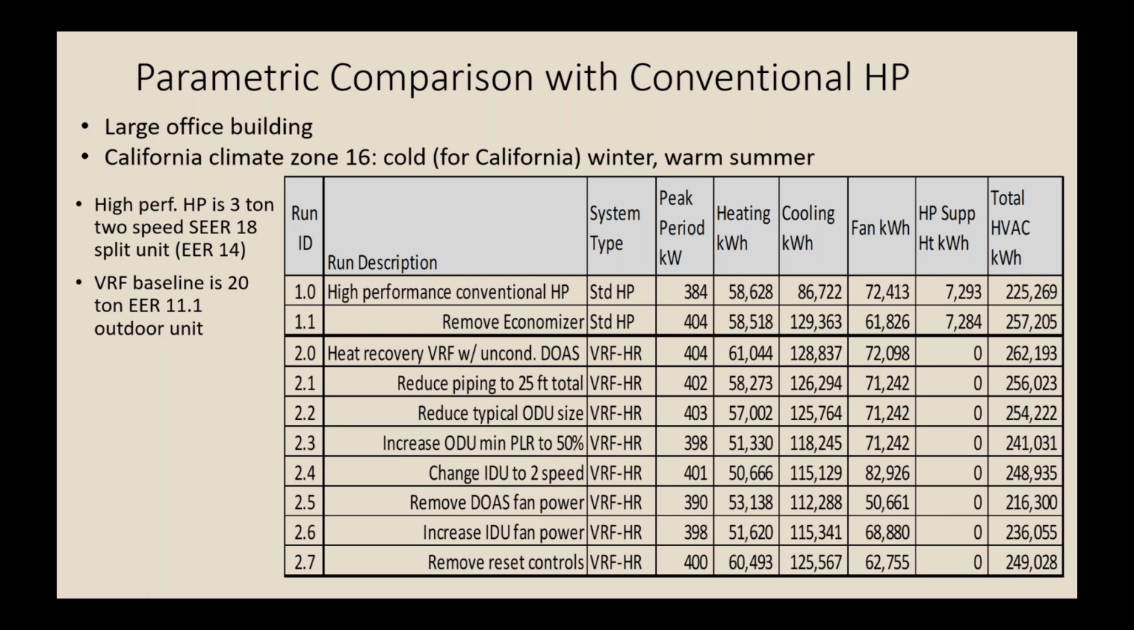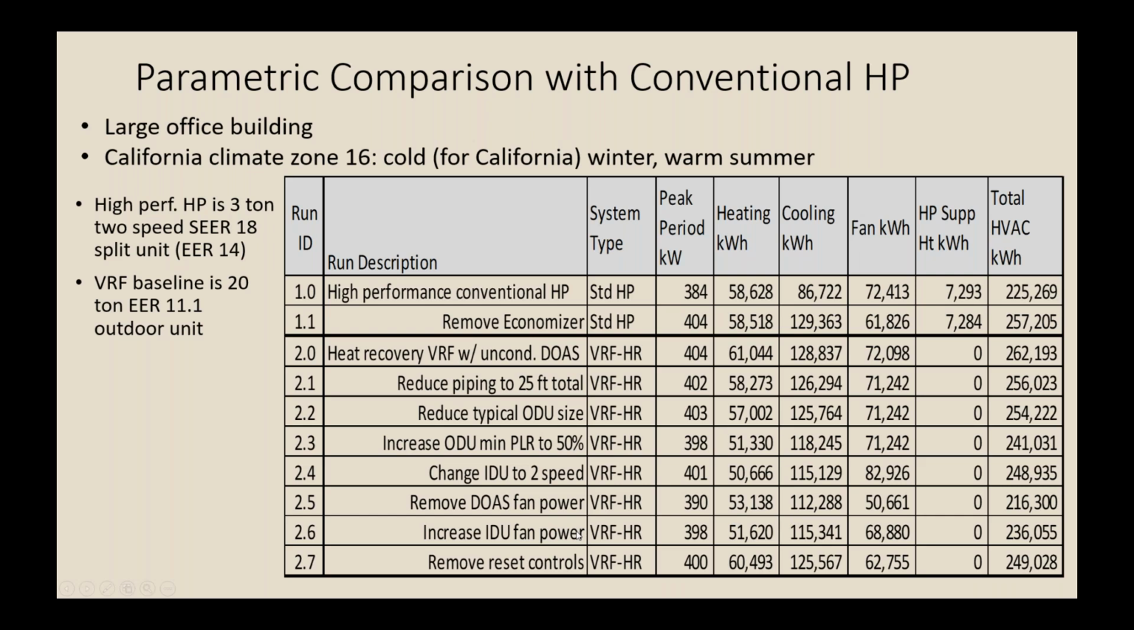The next step was to change the indoor unit to a 2-speed instead of variable speed. The main effect there is increasing fan power, which has a corresponding change in heating and cooling because of the higher fan heat. The next step was to remove the dedicated outside air system, so that the fan power associated with that goes away, and we've only got the fan power of the individual zone units.